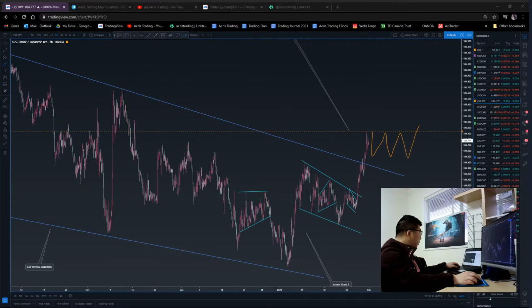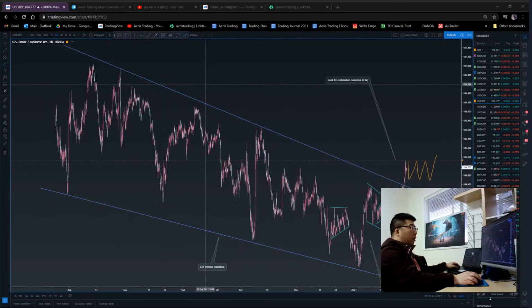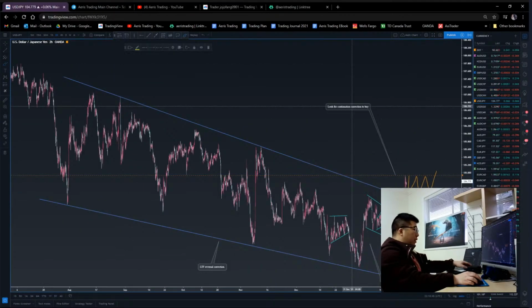Hey, how's it going? Let's look at dollar yen. Dollar yen is certainly something I'm going to be looking at this week. One of my favorites, actually. So I'll talk about this.